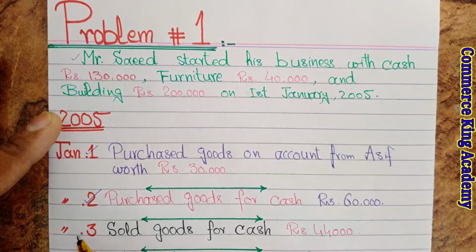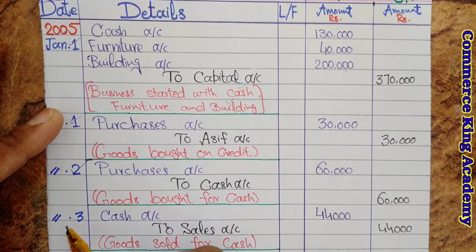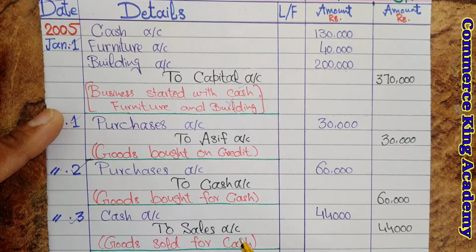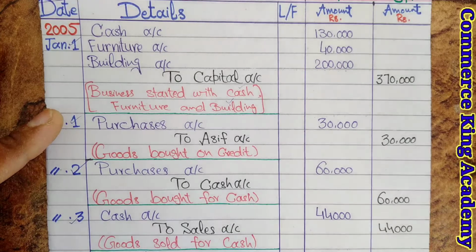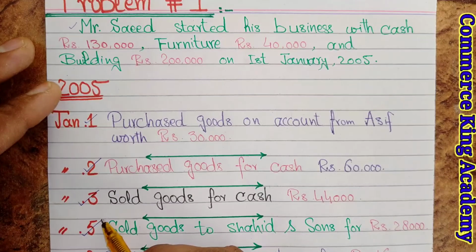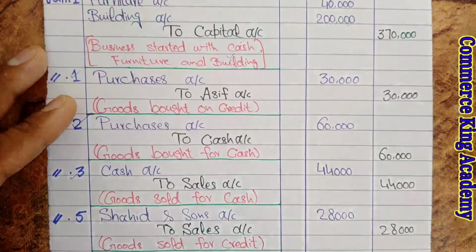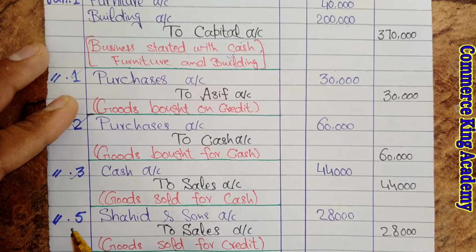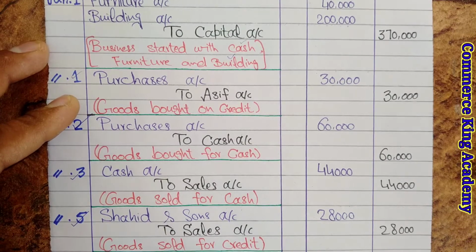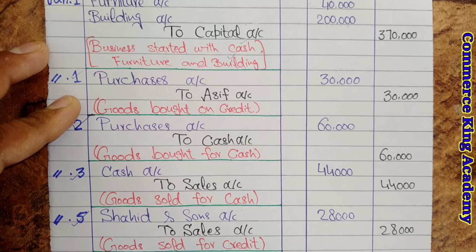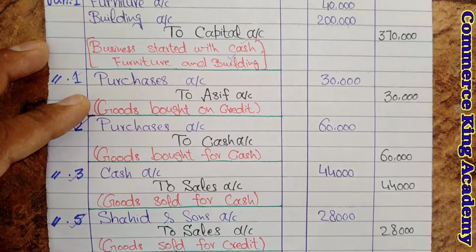The next transaction is Jan 3rd. Sold goods for cash amounting to 44,000. This is the solution of this transaction. Jan 3rd, cash account debit to sales account credit, because goods were sold for cash, 44,000 debit and 44,000 credit. The next transaction is Jan 5th. Sold goods to Shahid and Sons for 28,000 rupees. This is the solution of this transaction held on 5th Jan: Shahid and Sons account debit to sales account credit, because goods were sold on credit to Shahid and Sons. Right? These are the amounts, 28,000 and 28,000 rupees.